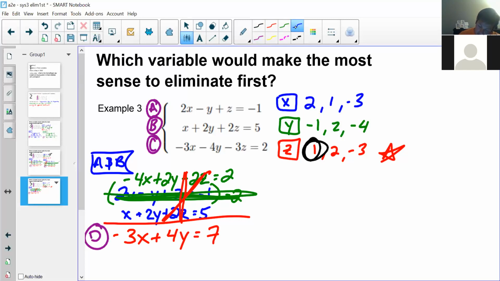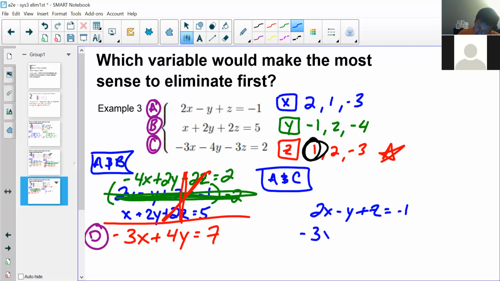Again, I'm reusing A because it's got that coefficient of 1 for the Z. I used A and B, so I've got to use A and C now. Let me write down A and C. 2x minus y plus z is equal to -1. C is -3x minus 4y minus 3z is equal to 2.